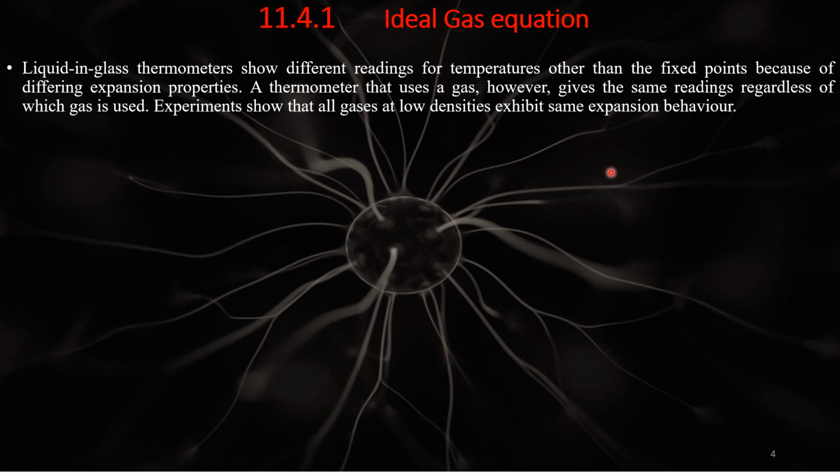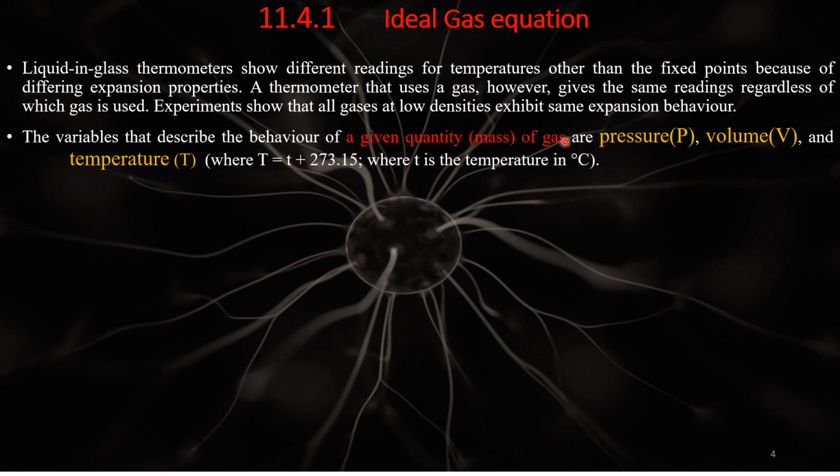Experiments show that all gases at low densities exhibit the same expansion behavior. The variables that describe the behavior of a given quantity, say mass, of a gas are pressure, volume and temperature. Pressure is capital P, volume is capital V, and temperature is capital T.